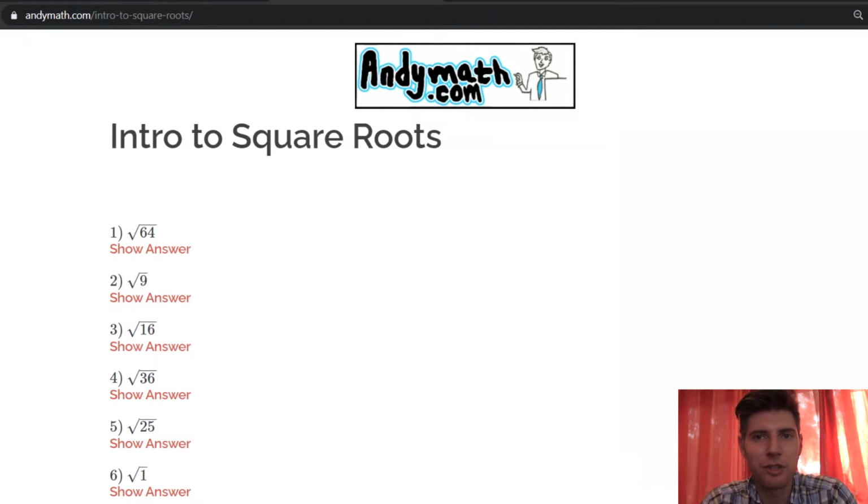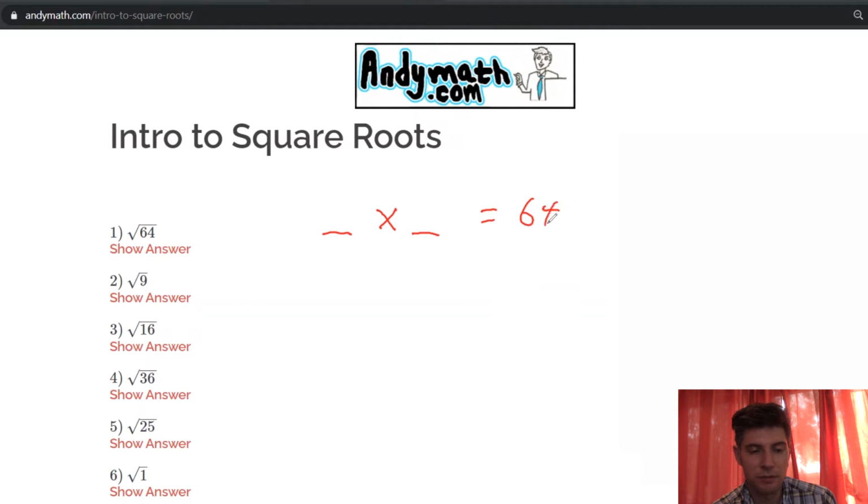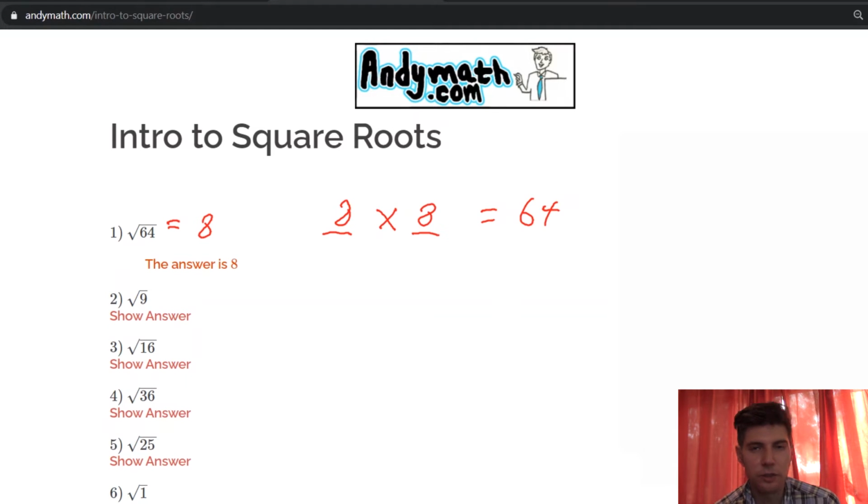We're going to talk about square roots. So this is an intro to square roots. So what is a square root? Well, the whole idea is if I say square root of 64, I'm asking what number do I multiply by itself to give me 64? Basically, what times what gives me 64? And that's 8. 8 times 8 is 64. So the square root of 64 is 8. That is the answer to that question.